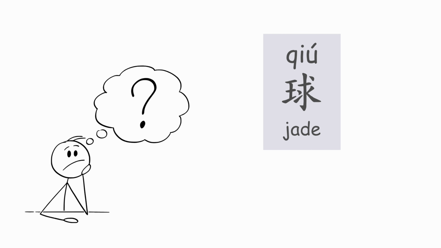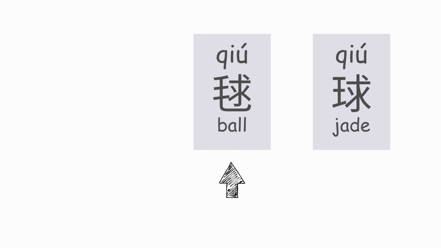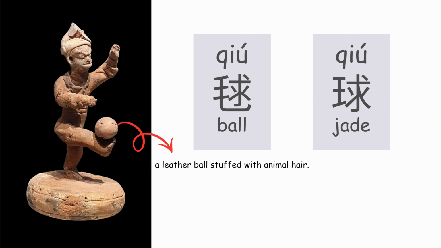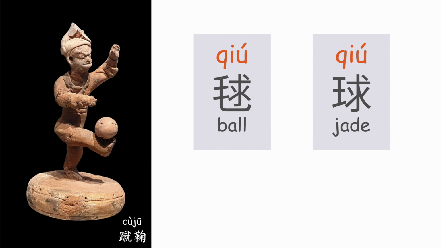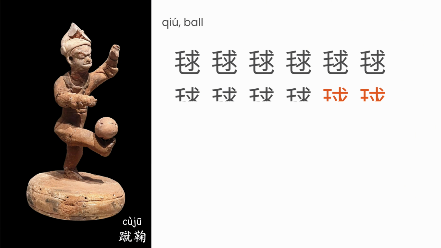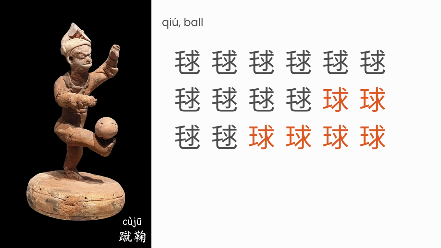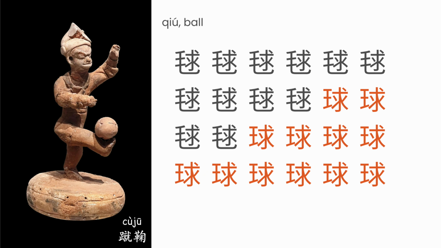Surprise! So how did it become the word football? The answer is another character, 毬. This 毬 originally referred to a leather ball stuffed with animal hair, like the balls used in 蹴鞠. 蹴鞠 is an ancient Chinese sport that's often considered an early ancestor of football. Since 球 and 毬 are pronounced exactly the same, people gradually started writing 球 instead of 毬. Eventually, 球 completely replaced 毬.